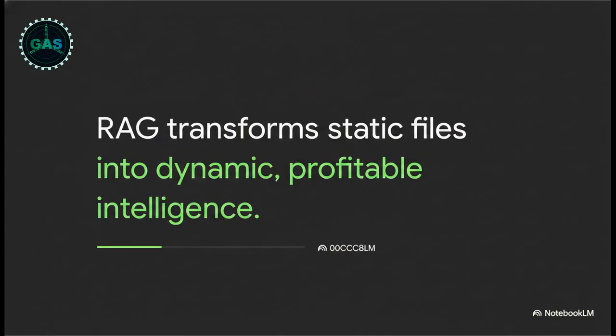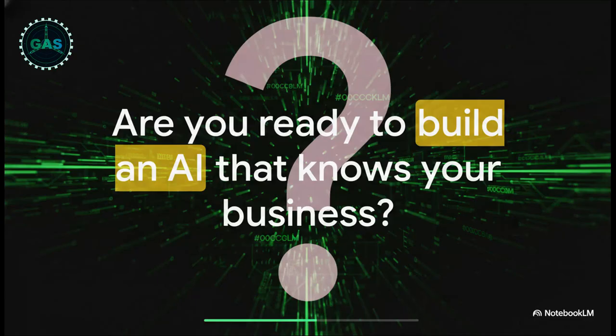At its core, mastering these three pillars transforms static, idle company files into dynamic, highly profitable business intelligence. Retrieval augmented generation is the operating system for the future. It drastically cuts costs while elevating your operational capacity to unprecedented levels. So, are you ready to build an AI that actually knows your business?